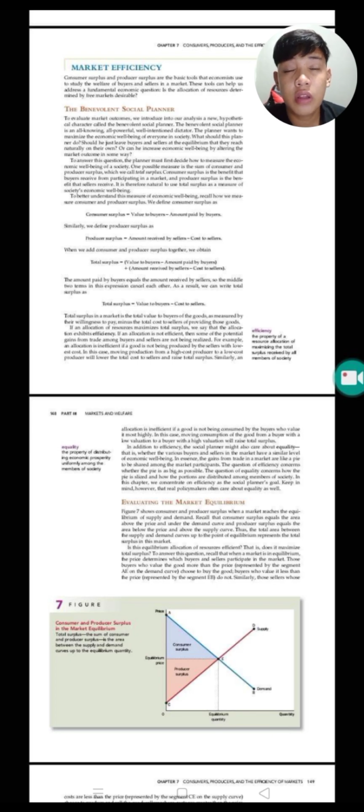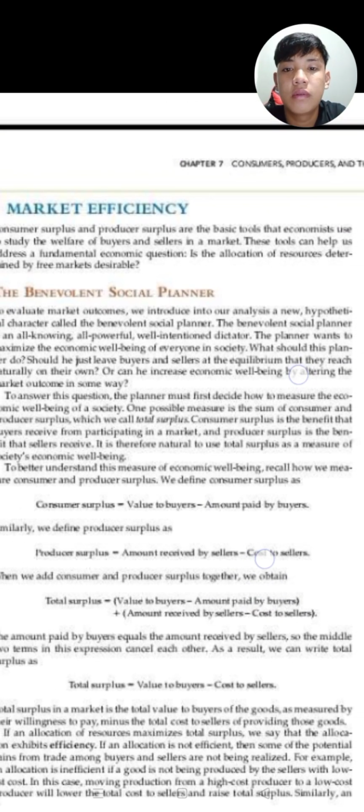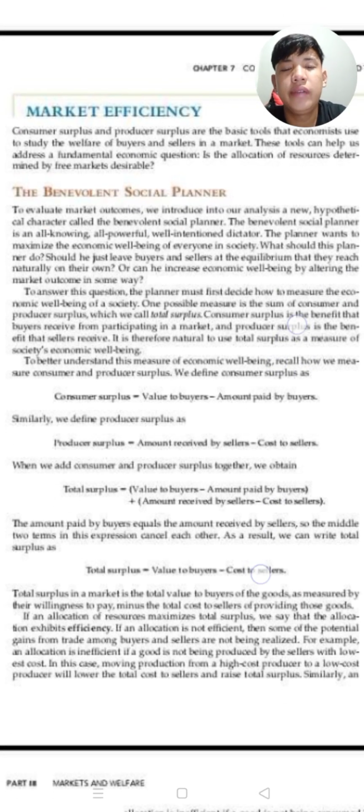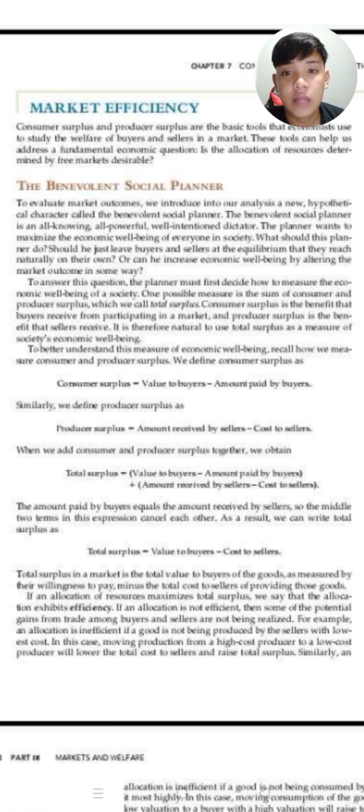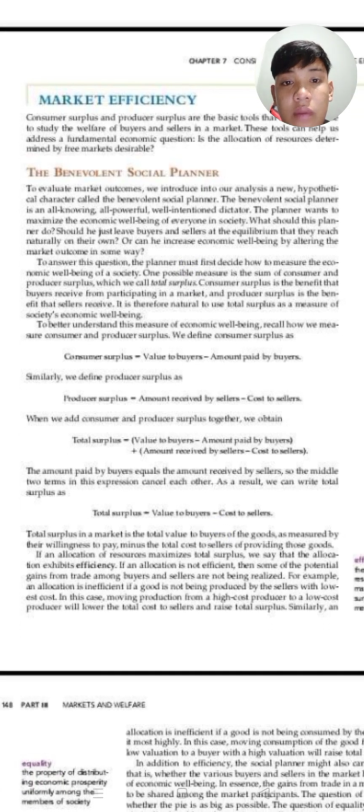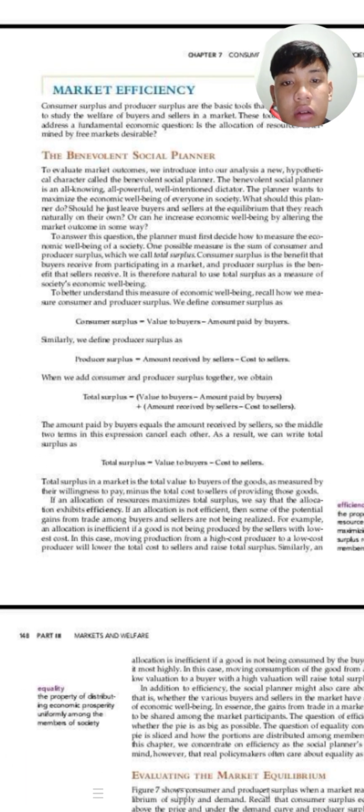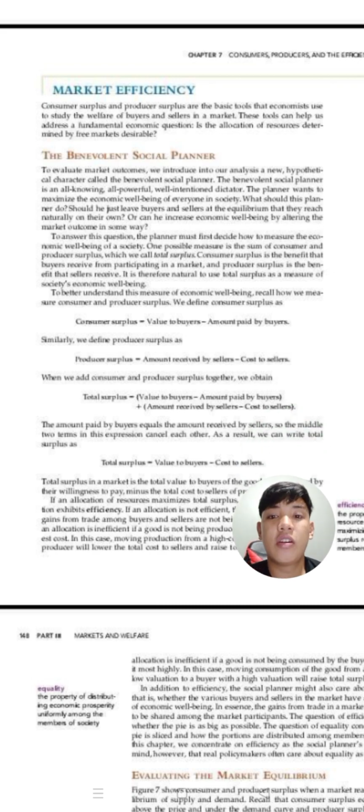And this is my topic, Chapter 7. The title is Market Efficiency. Okay, zoom in para mas maklaro. So, let's start. Consumer surplus and producer surplus are the basic tools that economists use to study the welfare of buyers and sellers in a market. This tool can help us address fundamental economic questions. Is the allocation of resources determined by free markets desirable?